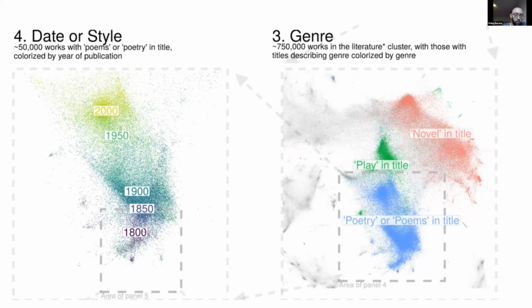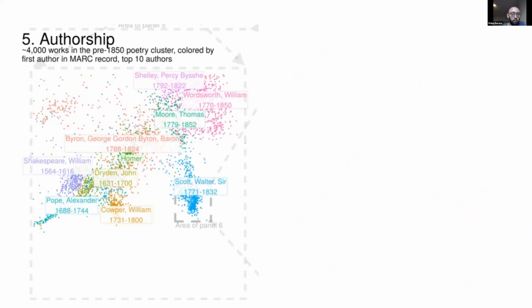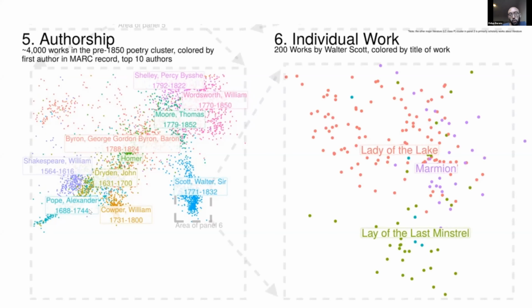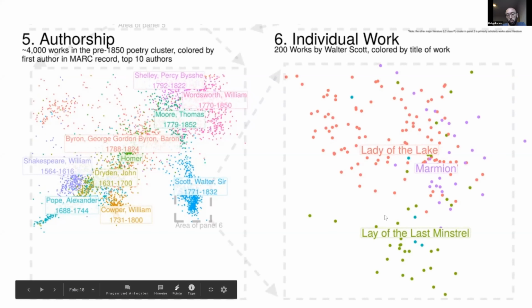And then finally, if you zoom in one step further, and I think this is more or less it then. Oh no, there's one more zoom stage. Then you can find that different authors actually cluster quite strongly. And then even within the works of single authors, you can find that certain works or several editions of the same work form clusters in this visualization.